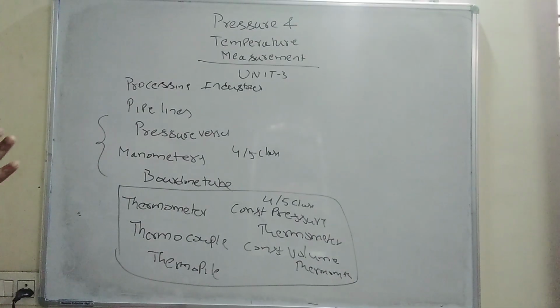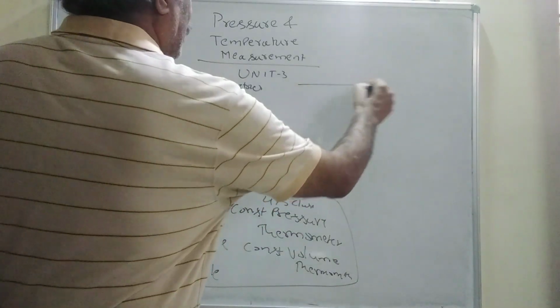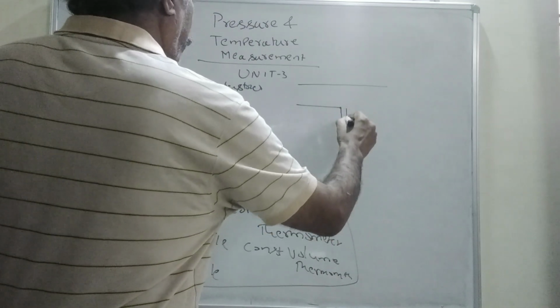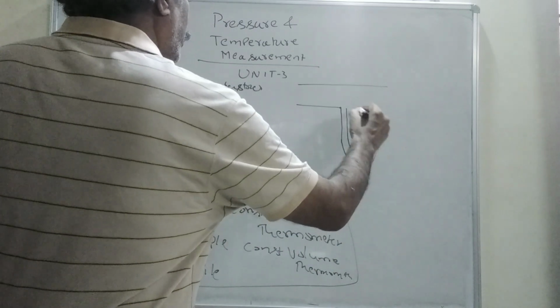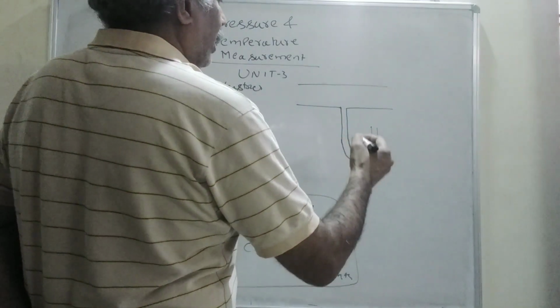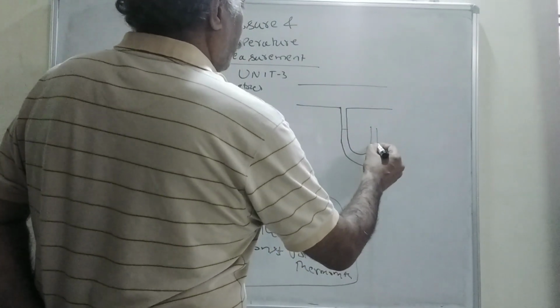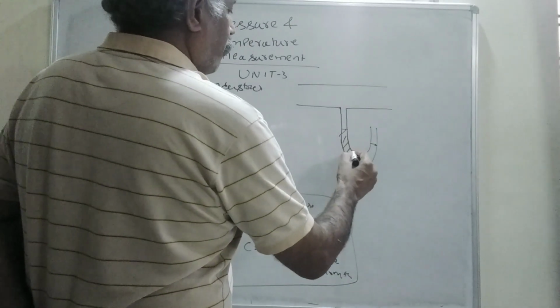Basically, let us see what we indicate about manometers. For example, there is a pipeline, and this pipeline has a small opening. It is connected to the manometer. The manometer will be U-shaped, and there are different types of manometers also. The manometer fluid will be there. Normally, mercury will be used, and depending upon the flow of fluid, we can use different types of manometer liquids.